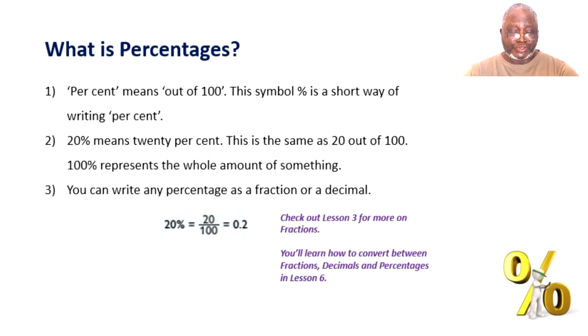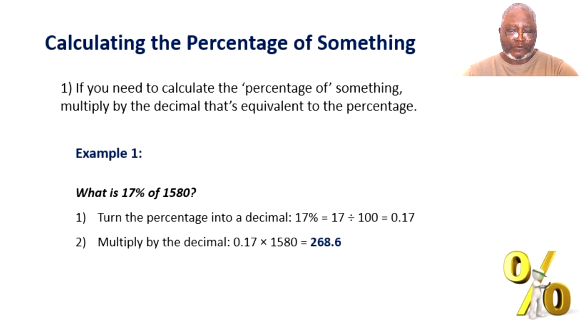For example, as you can see in front of you, 20% is equal to 20 over 100, which is equal to 0.2 as a form of decimal. You can check out Lesson 3 for more information, just to update yourself on fractions. You'll learn how to convert between fraction, decimal, and percentages in the next lesson, which is Lesson 6. But for now, let's look at some calculations of percentage of something.